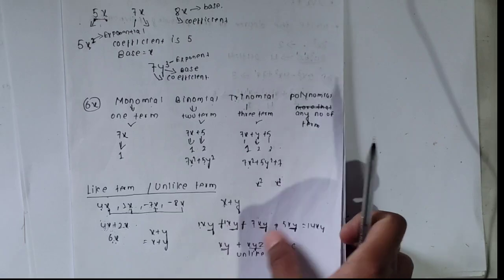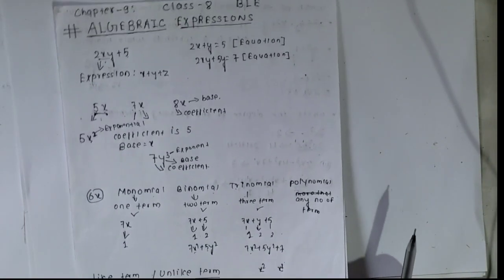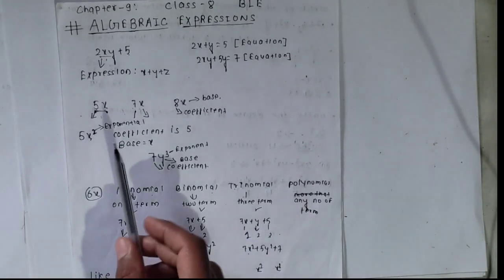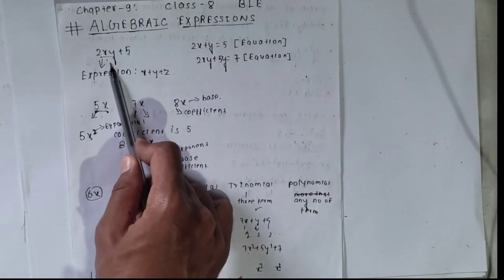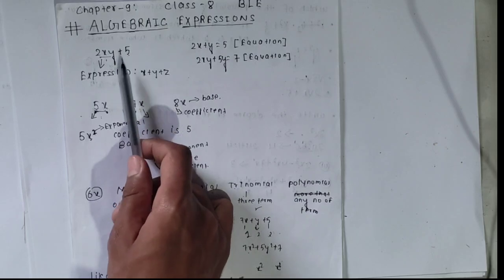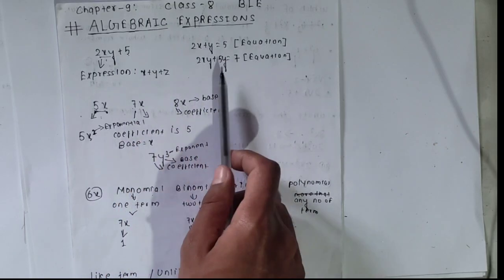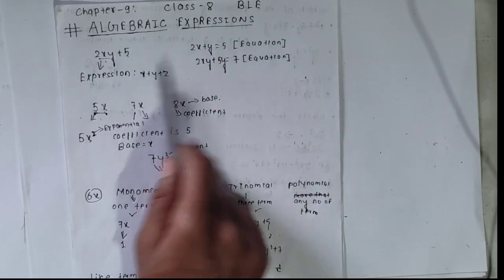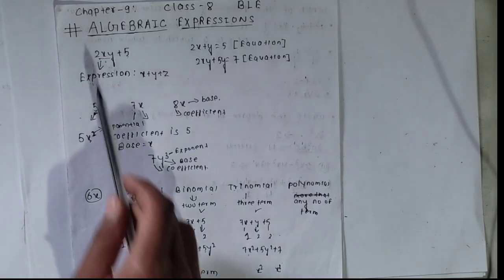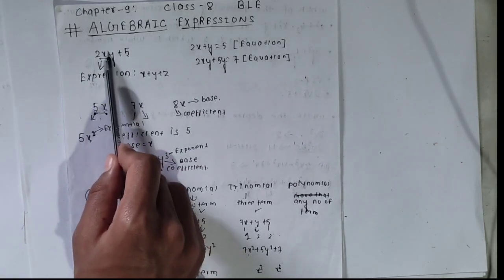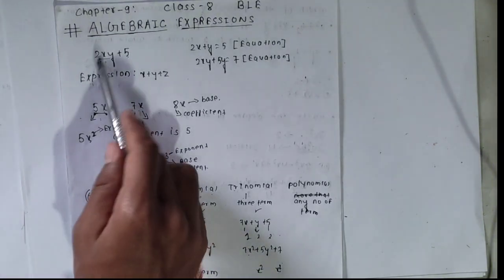Let's summarize again. What is an expression? An expression is a combination of terms without an equal sign, and an equation has an equal sign. The main difference is this: a term has a base, coefficient, and exponent. This is a term. 2xy is also a term. 5 is also one term, so here are two terms.